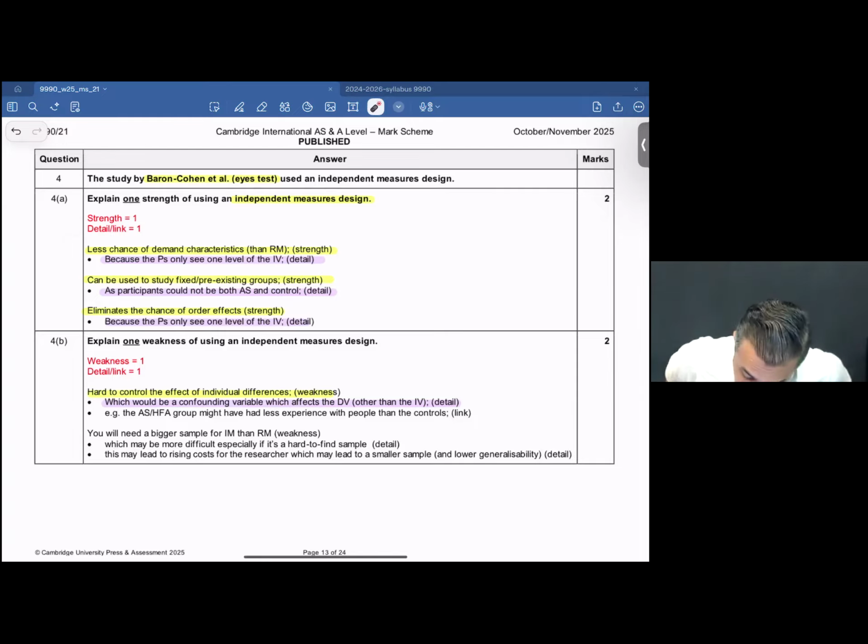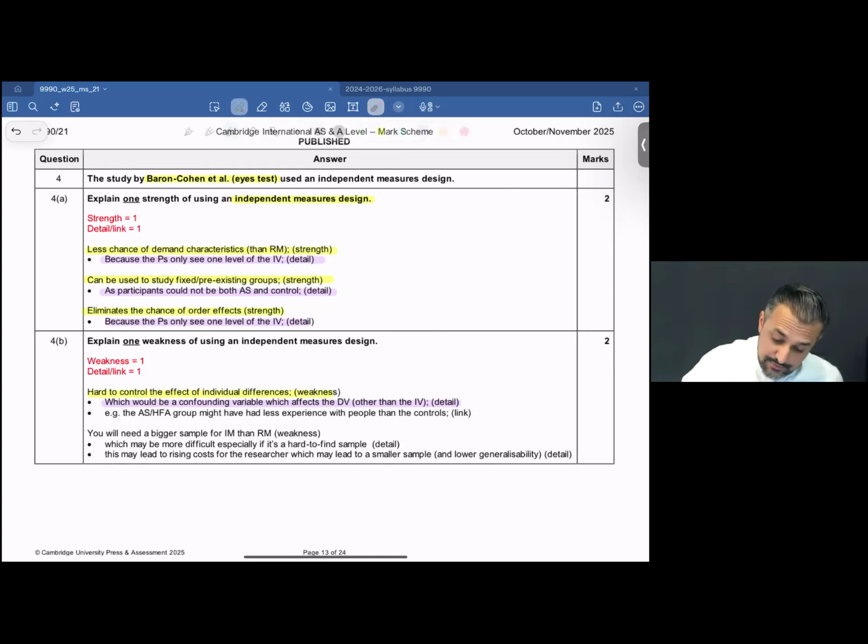For example, the Asperger's syndrome or high functioning autism group, that is the autistic group, might have had less experience with people than the control group. So there's a possibility. And because of them not being very good with communication, they might interact less, which again puts them at a disadvantage when it comes to being able to identify emotions.